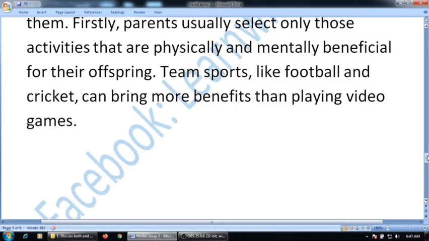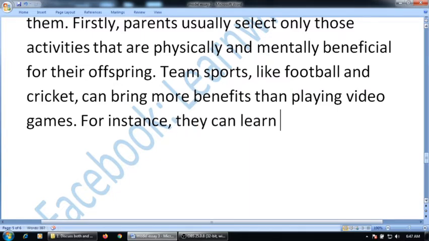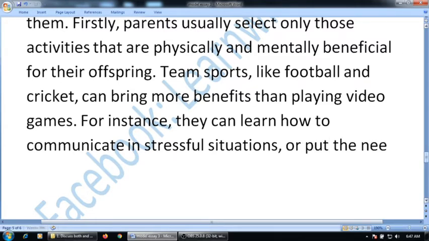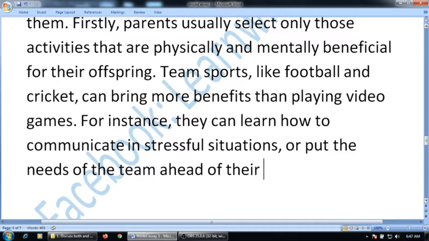Team sports like football and cricket can bring more benefits than playing video games. Let us go to an example of communication. For instance, they can learn how to communicate in stressful situations or put the needs of the team ahead of their own.